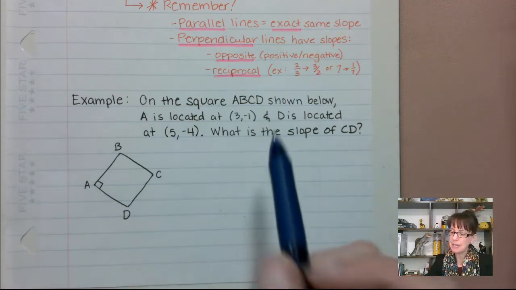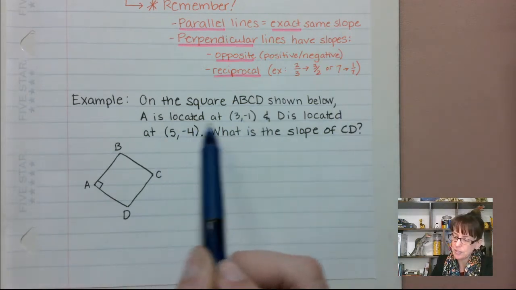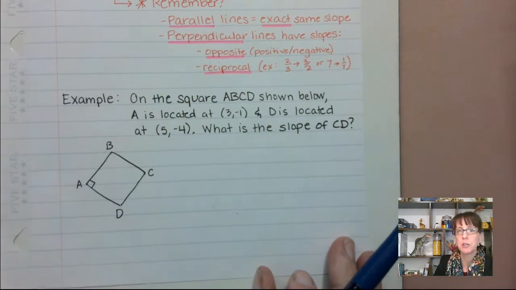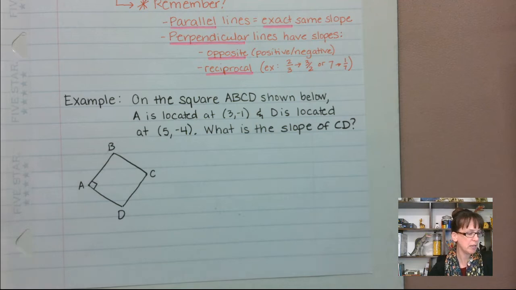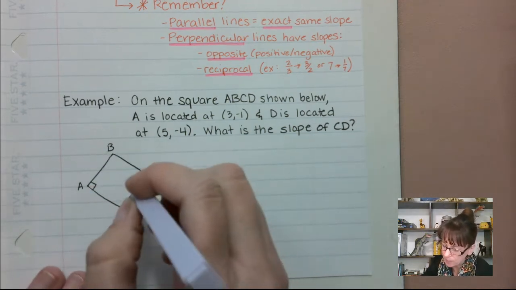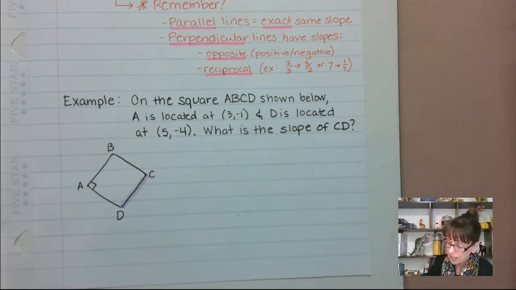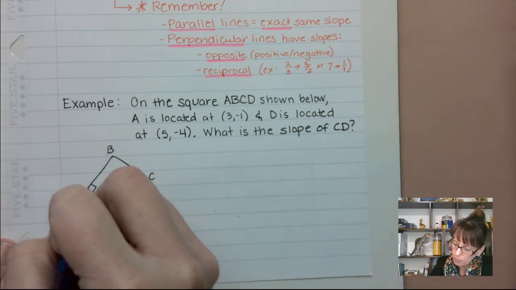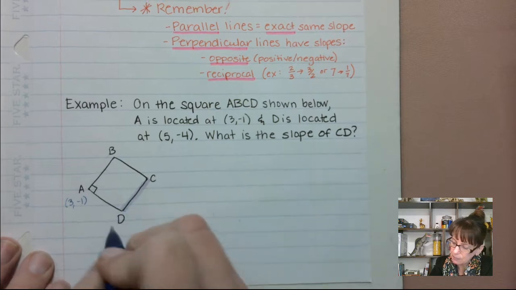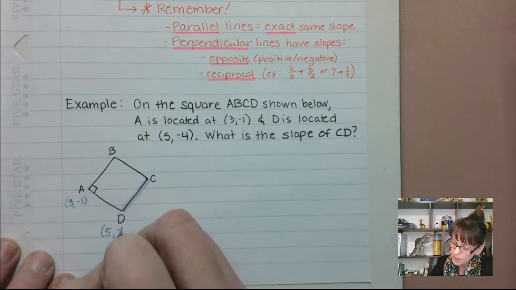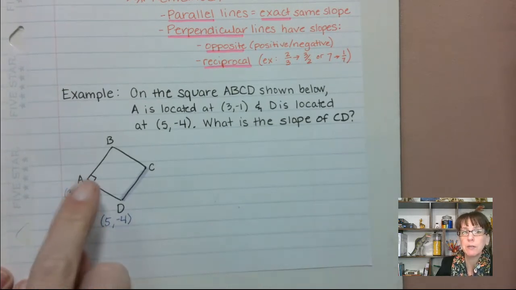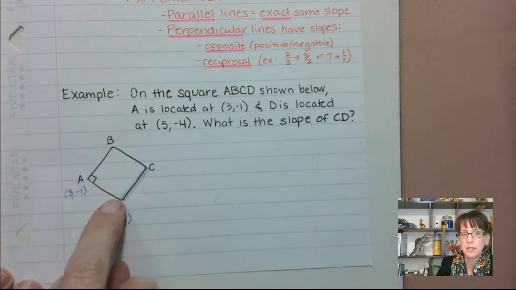On the square ABCD shown below, A is located at 3, -1, and D is located at 5, -4. What is the slope of CD? So what we are looking for is this slope right here, and we are given these points here. We are told A is 3, -1, and D is 5, -4. Well, what we can do for this case is figure out the slope between those two points.